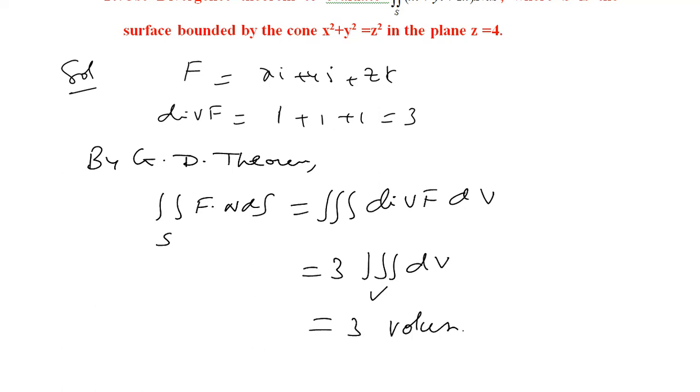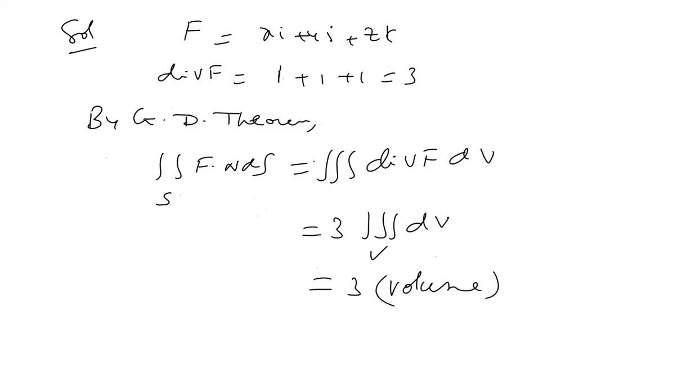V is nothing but volume. Triple integral of dv is volume. Here what is the volume? Okay, if you don't know, then find out the volume. Suppose you don't know the volume of the cone, then directly find out the value.